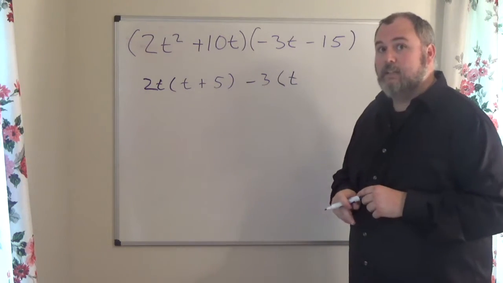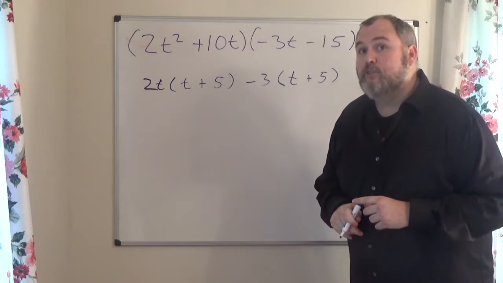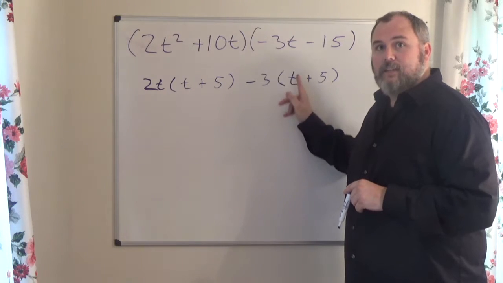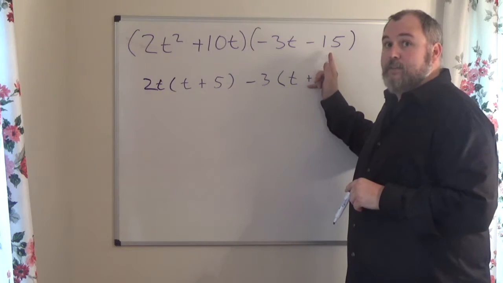Just positive t. What does this become? Positive 5. How do we know this to be true? Well, negative 3 times t gives me minus 3t. Negative 3 times 5 gives me minus 15.